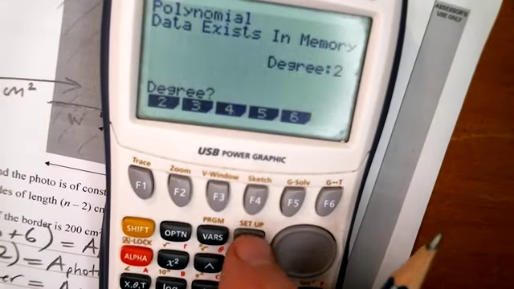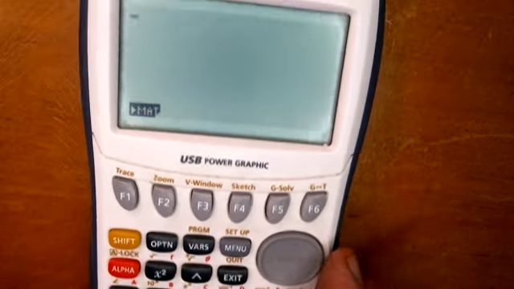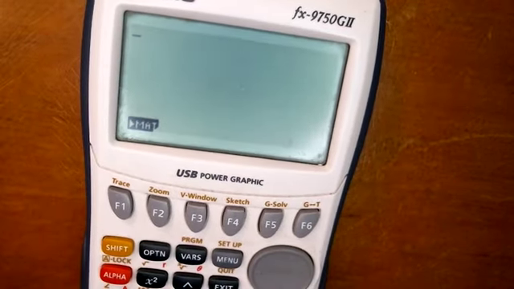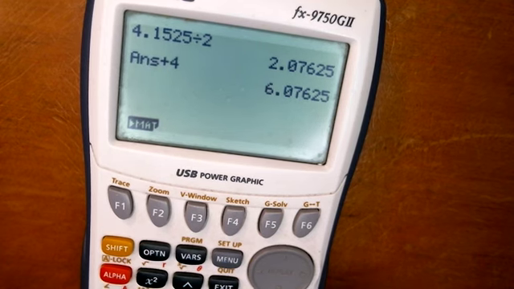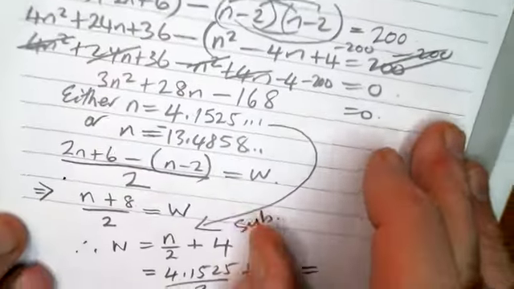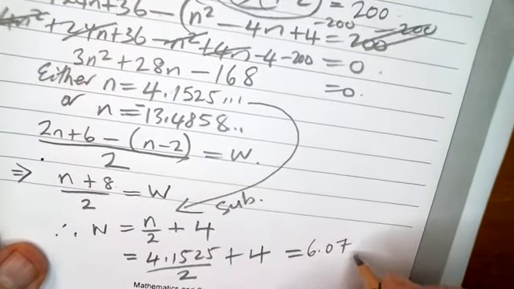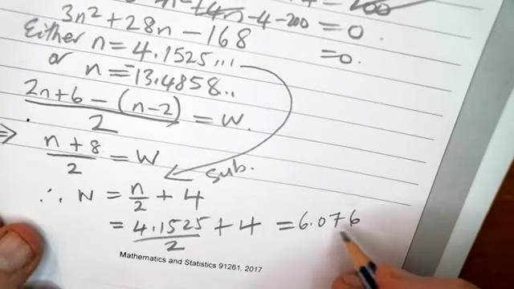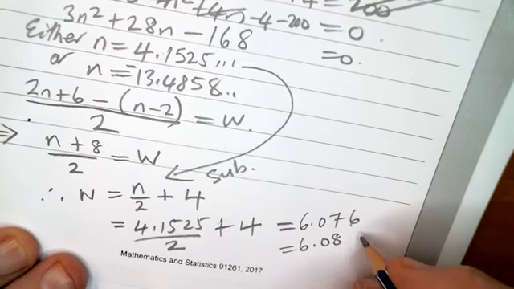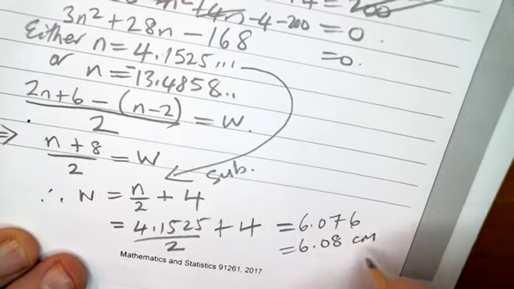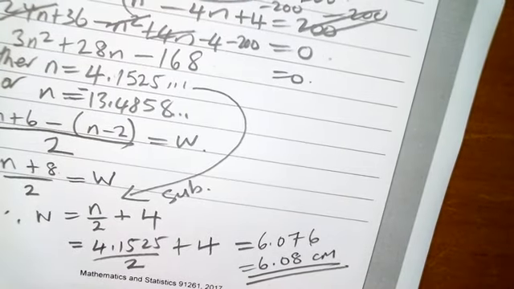Let's go exit menu 1. Here we go. So the answer we're dealing with is 4.1525 divided by 2, plus 4 equals 6.076. I'm going to do this to 2 decimal places, so it equals 6.08, and that's just going to be centimeters. So that's how I would go about finding the answer. And hopefully that makes sense.